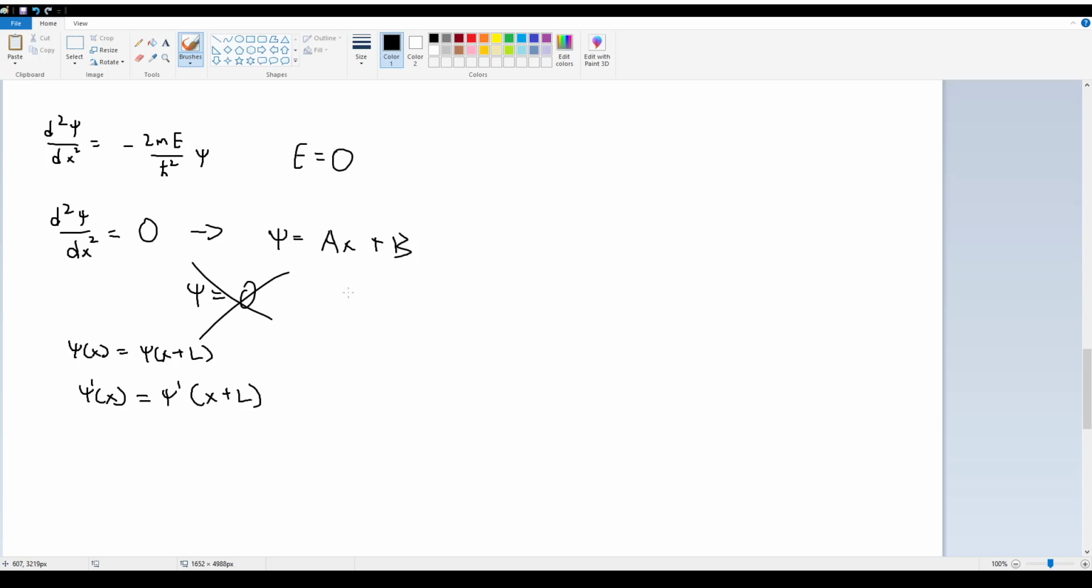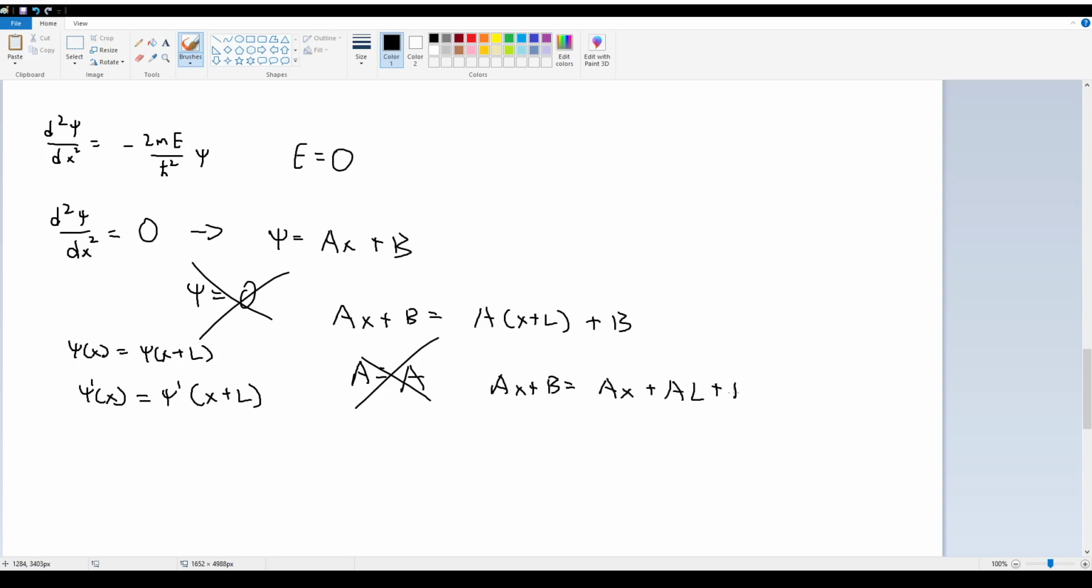So if we write this out, we get ax plus b is equal to a(x plus L) plus b. And then the derivative is going to be a is equal to a. So this doesn't tell us anything. It's a trivial result. But over here we have ax plus b is equal to ax plus aL plus b. So the b's cancel, the ax's cancel, and what we get is aL is equal to 0, or a has to equal 0 because L is non-zero, which means that the wave function, instead of equaling 0, is actually just equal to a constant b. So this is a non-trivial solution.